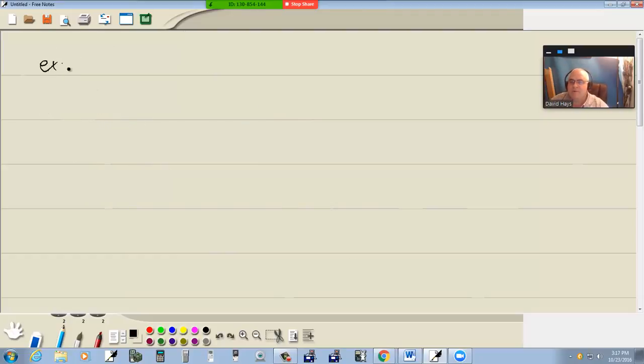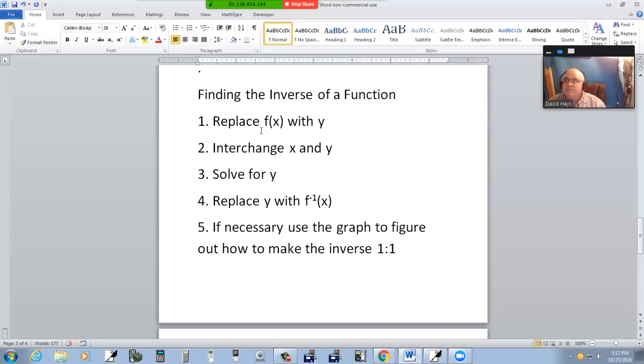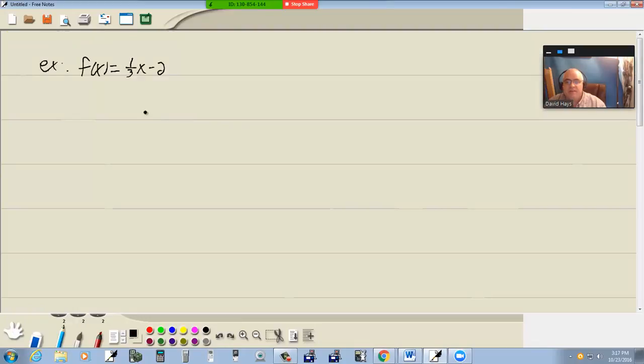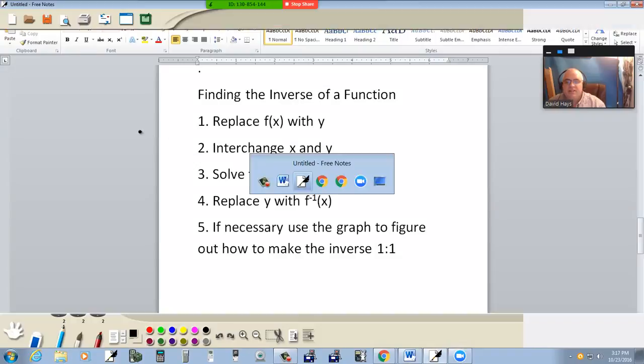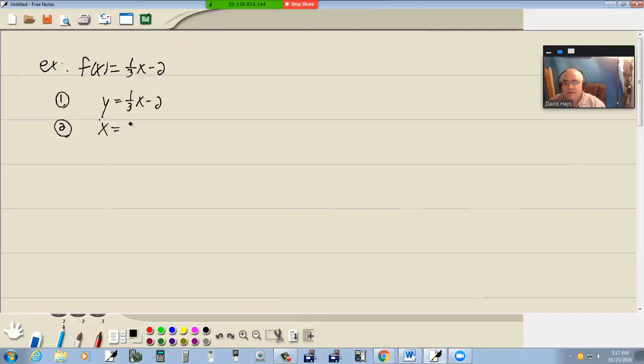So for example, if I had f of x is equal to 1/3 x minus 2, and I'm asked to find the inverse. Now step 1, replace f of x with y. So we've got y is equal to 1/3 x minus 2. Step 2, interchange x and y. So we've got x is equal to 1/3 y minus 2.